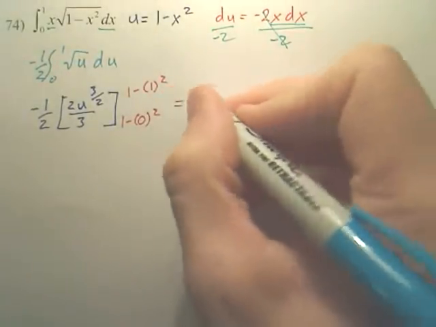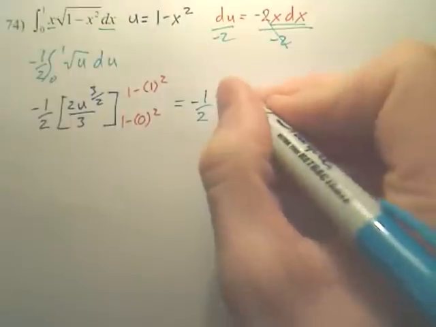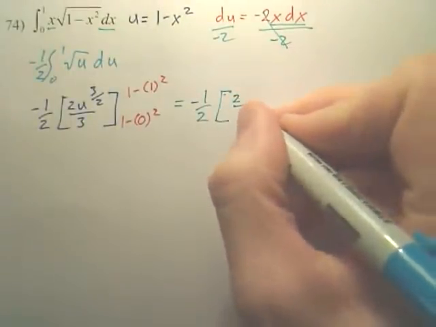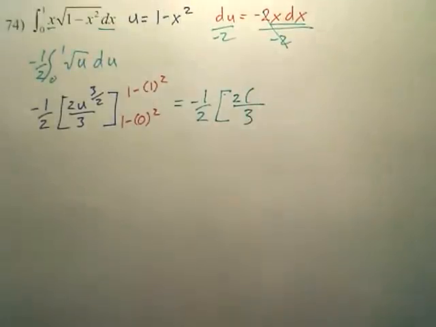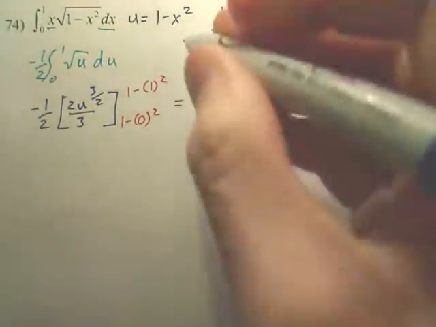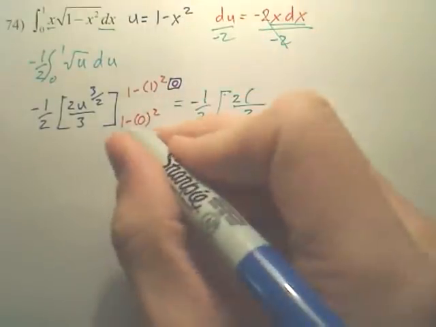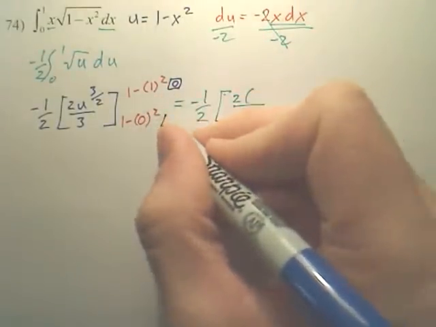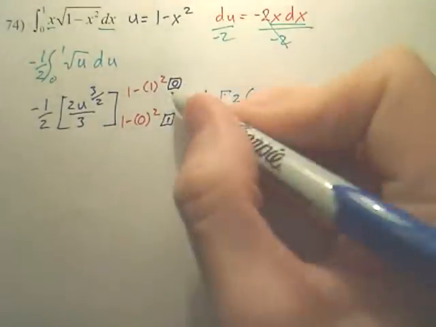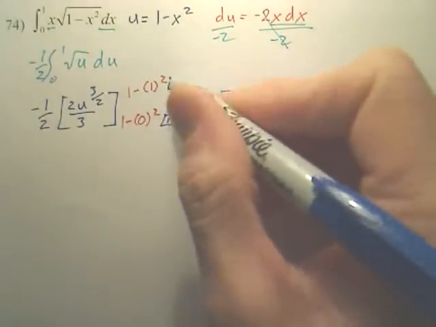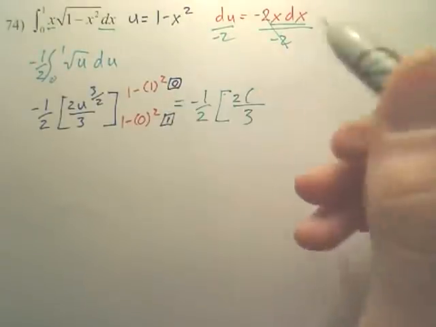So this is going to end up being negative 1/2, I have a 2/3. And, oops, let's actually find out what these values are. This would be 0, and this one ends up being 1. Now, isn't this interval now backwards? That's where some of you messed up, because your interval is actually backwards all of a sudden. But we'll take care of that.